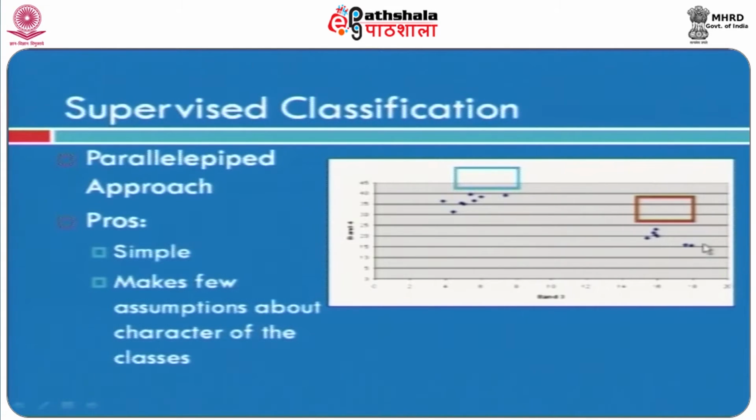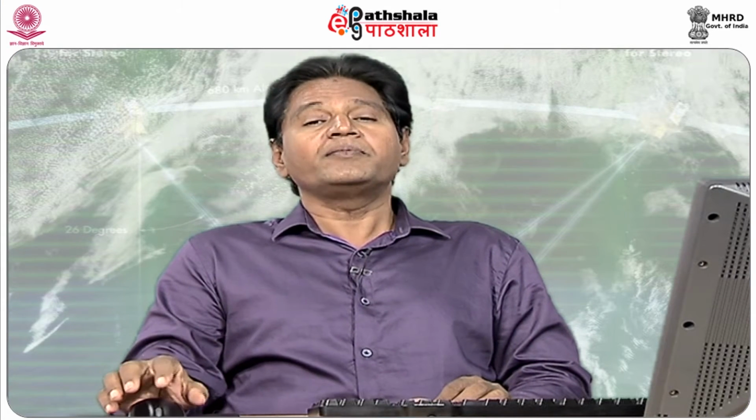It will come here and pick up this area. It will compare the characteristics of every cell here, put them together as a parallel pipe, and ultimately classify the data. It is very simple, but the assumptions are too many, hence the classes may not be that accurate. So then you come to the minimum distance to mean.